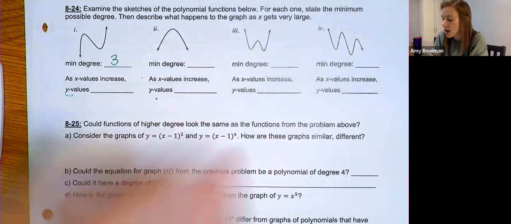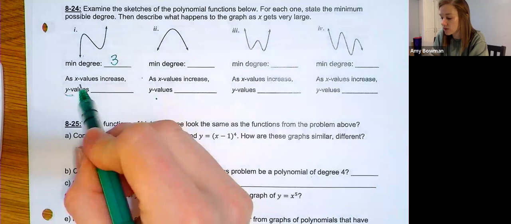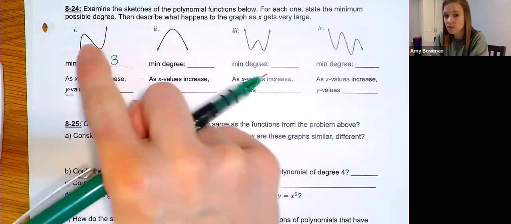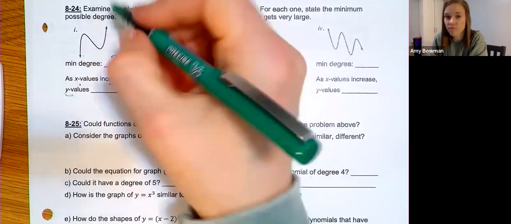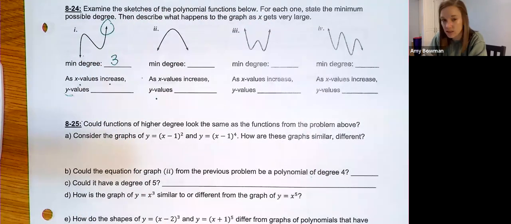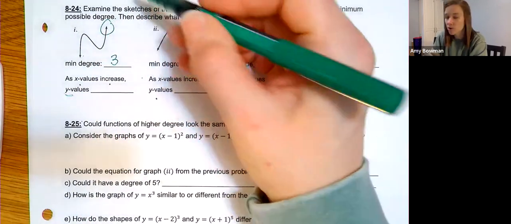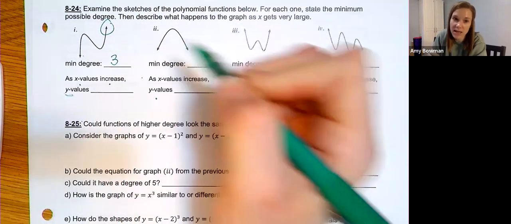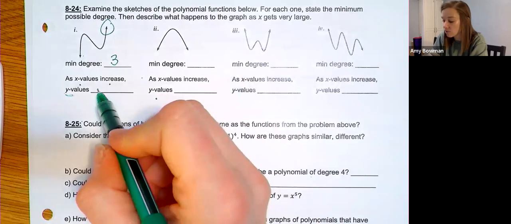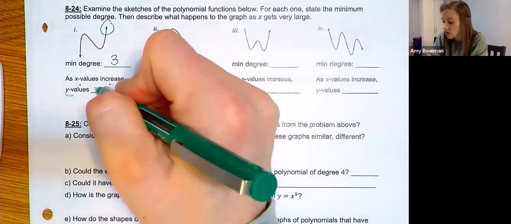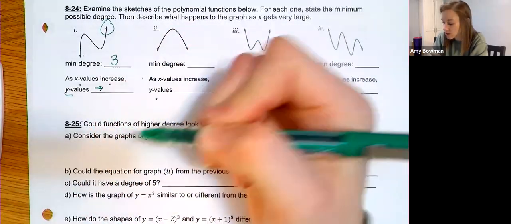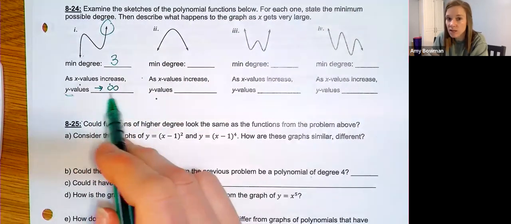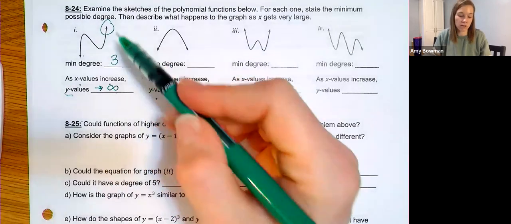And then we'll describe what happens as x values increase. So we're talking about as x values increase, which is get really, really large this way. What's the y value going to do? It's going to continue to approach positive infinity. So the y values, and instead of saying approach positive infinity, we can just use these symbols. So arrow means approaches, and then infinity. So the y values approach infinity as x values get really, really large.